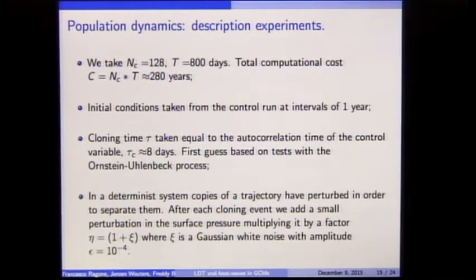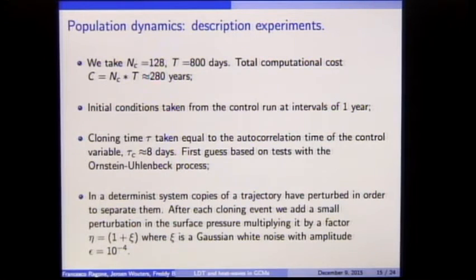We take a cloning time equal to the autocorrelation time of the observable, because we have done tests with the Ornstein-Uhlenbeck process, in which we have the analytical solution, and we have seen that in that case the autocorrelation time is the optimal choice to compute these quantities. Of course, this system is not an Ornstein-Uhlenbeck process, so there is no reason to think that it will be optimal. It's just a first guess because we have to start with something.